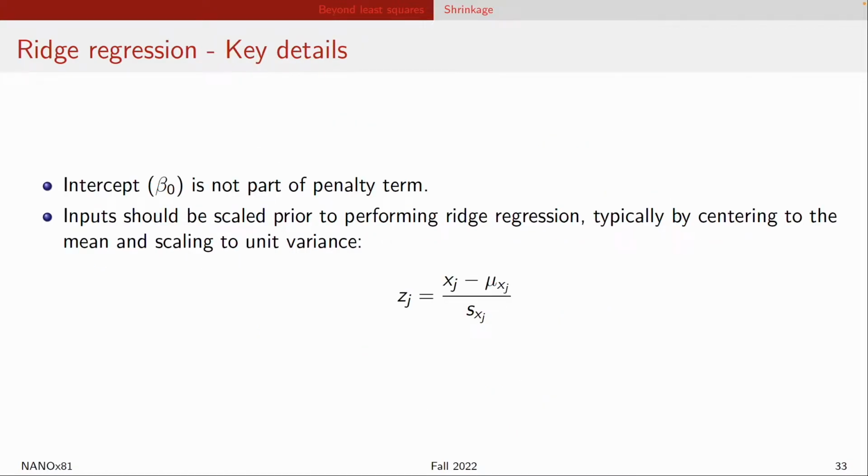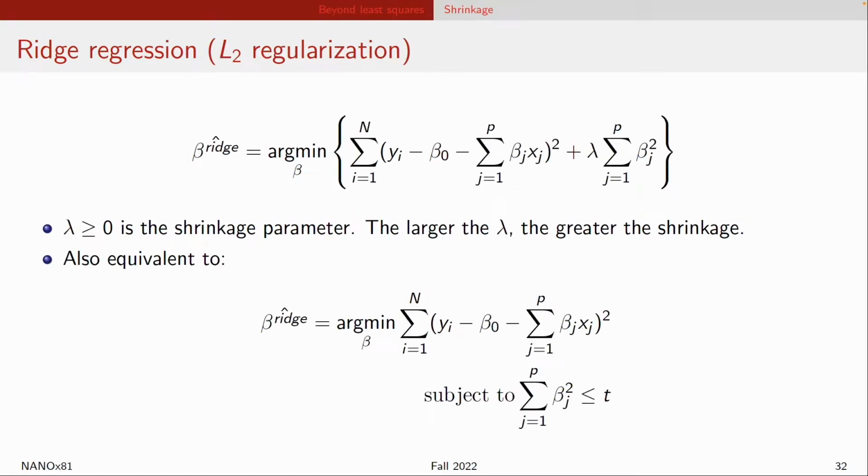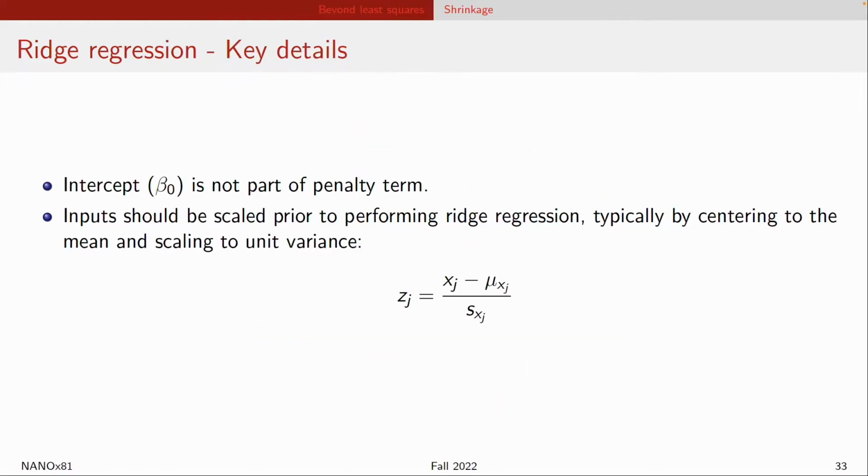Now, one thing to note is that if you look at the shrinkage term, j equals 0 is not part of the penalty term. So the intercept is always excluded from the penalty term.